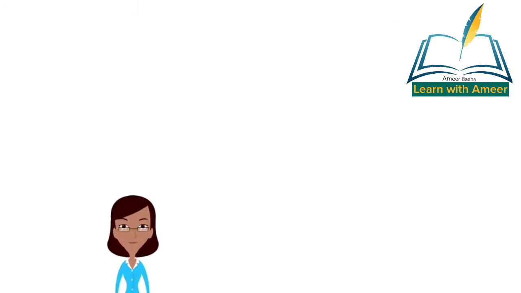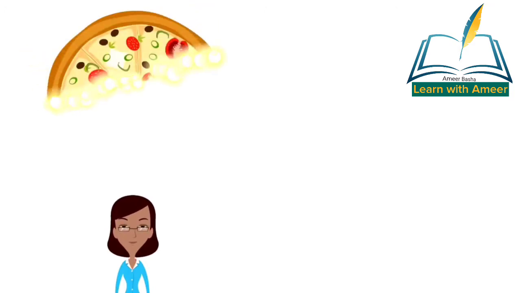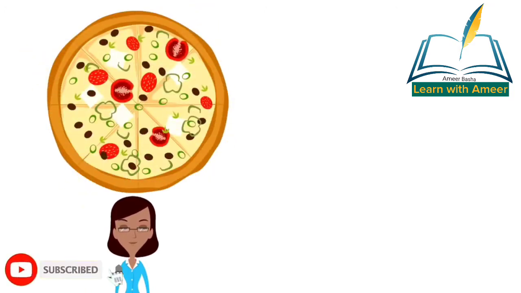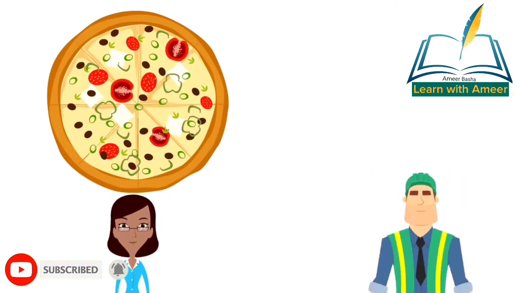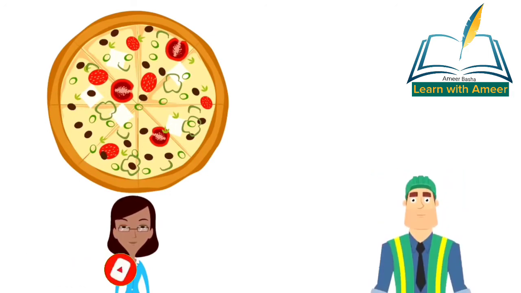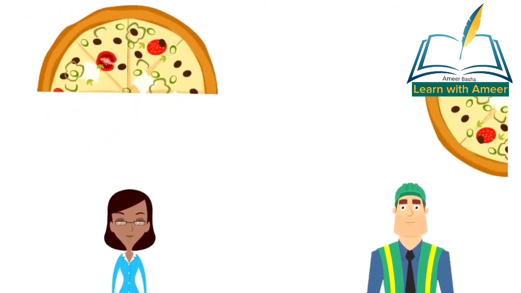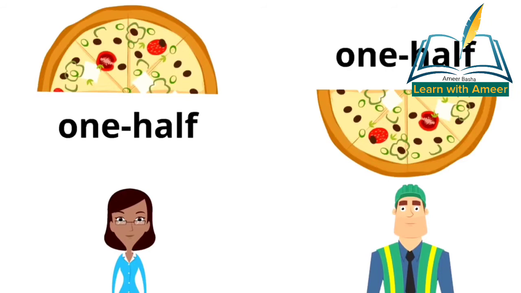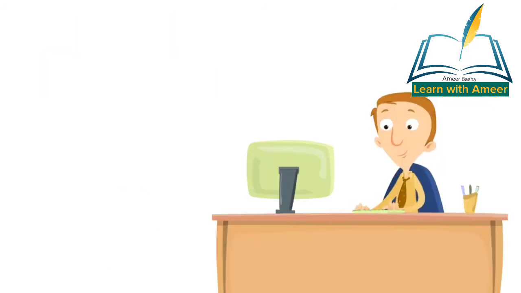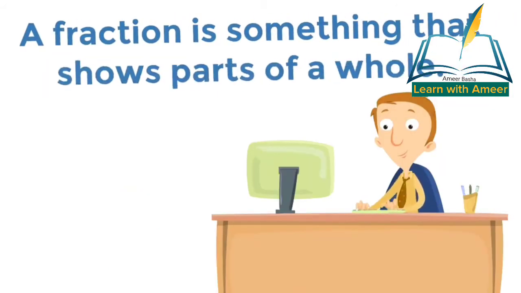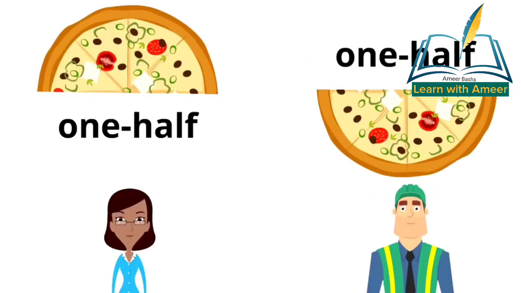Now imagine children, we have a girl and she has a pizza with her. Now suddenly her brother came in and she wanted to share that pizza with him. Now they've shared that pizza into halves, one half each. So recollect our definition children, a fraction is something that shows parts of a whole.